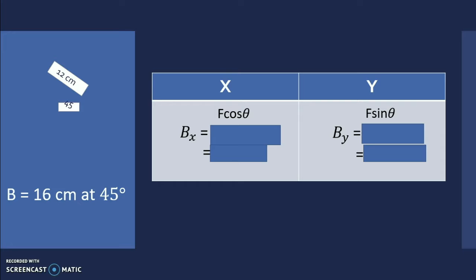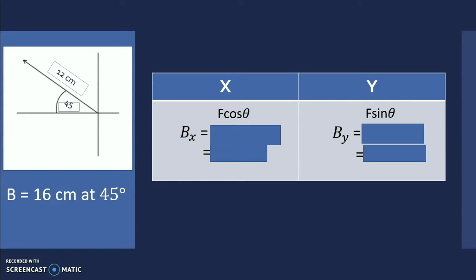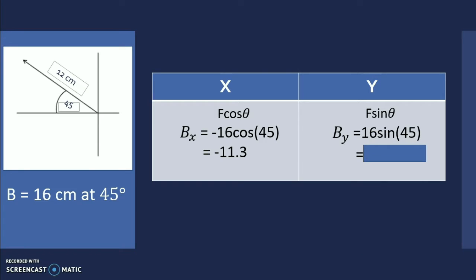Now let's get vector B. For the x component, as we did before, since the x component is adjacent to its hypotenuse, we can use the cosine function. Substituting the values, we get negative 16 cosine 45. It is negative since the x component is in the negative x direction, giving negative 11.3. For the y component, since it is opposite to the hypotenuse, we get F sine theta, which is 16 sine 45, ending up with 11.3.